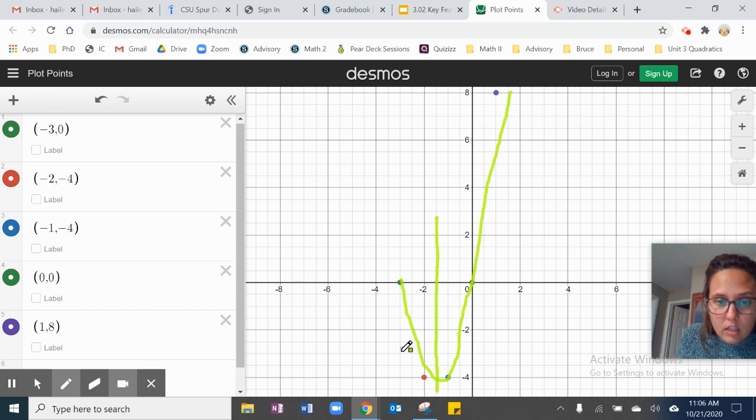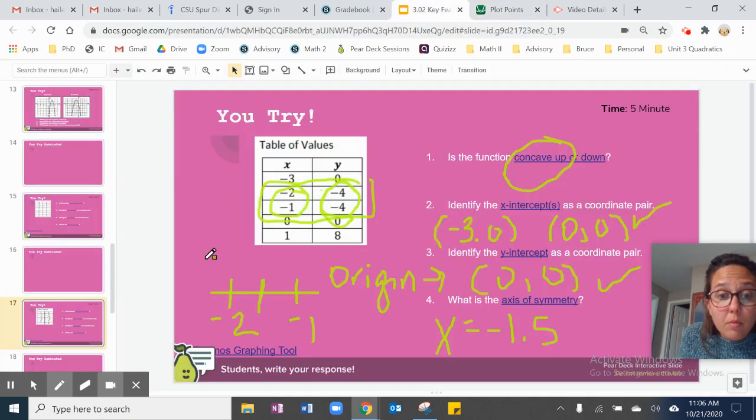On the table, about -1.5, and I would accept either one. Since we're just doing a rough estimate and we don't have every single point on the graph, that's okay. That will happen occasionally.